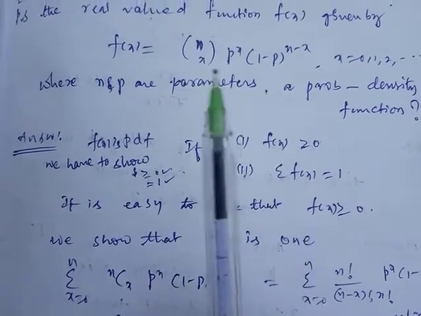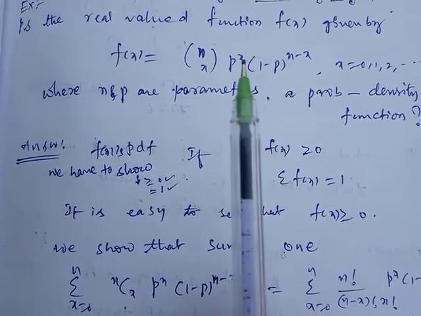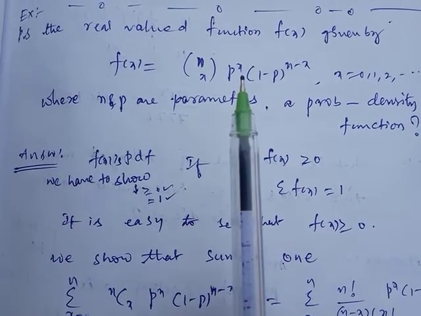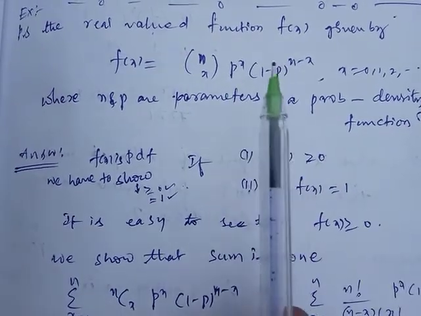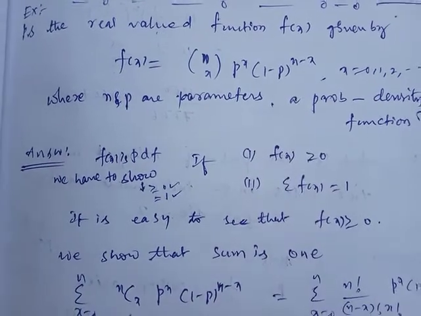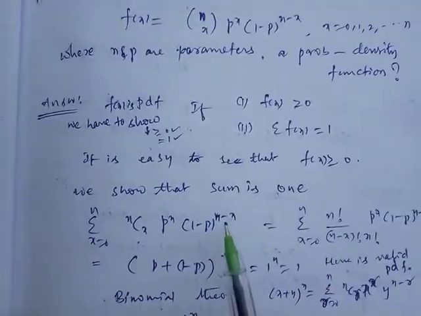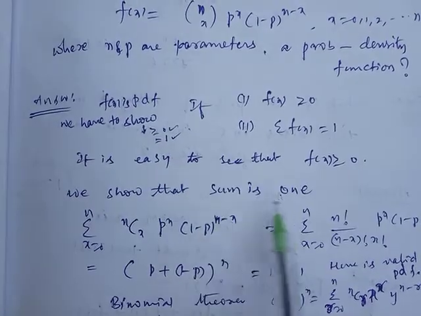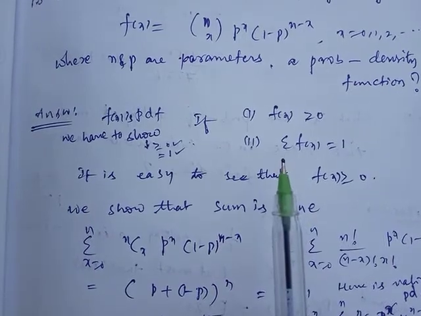p is greater than 0 and 1 minus p is greater than 0, and x is either 0 or greater than 0, whatever its value. So this total value is always greater than or equal to 0. So the first property is proved automatically, and the second one is to show that the sum is 1. If the total sum is equal to 1, then the given density function is valid.